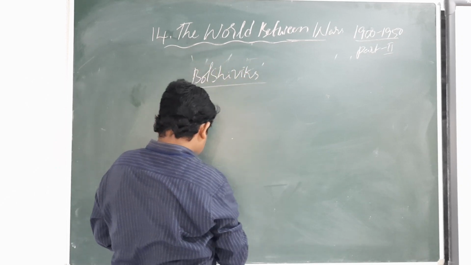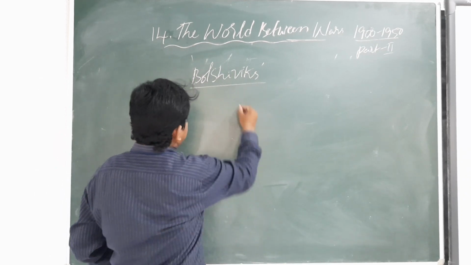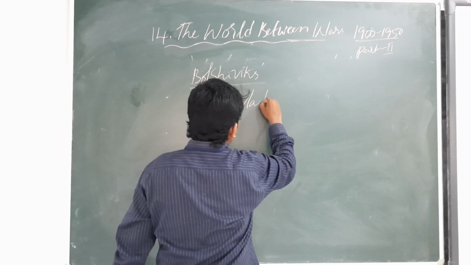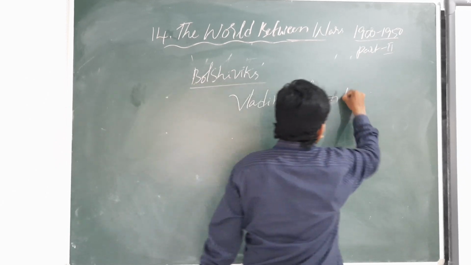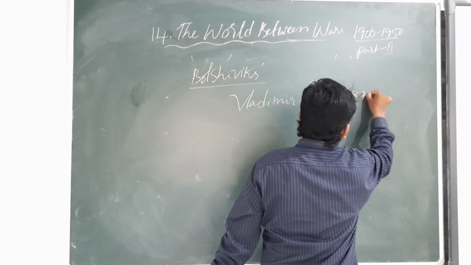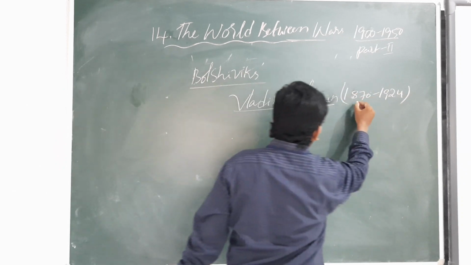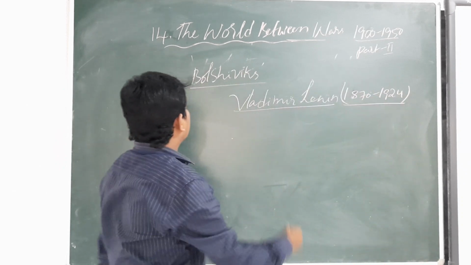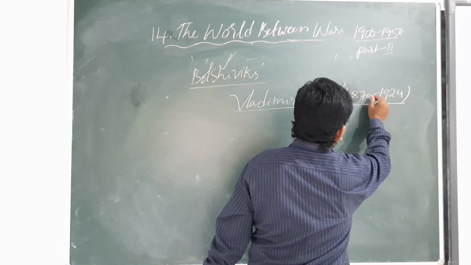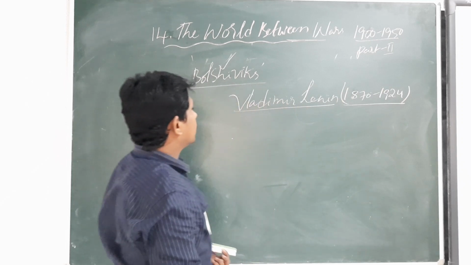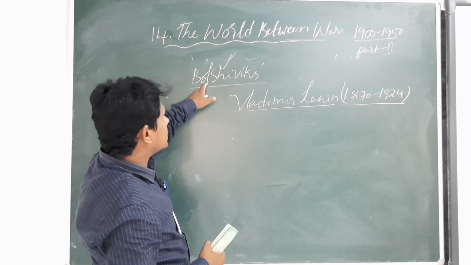The Bolsheviks were led by Vladimir Lenin, from 1872 to 1924. Vladimir Lenin. The Bolsheviks won the confidence of the Soviets.